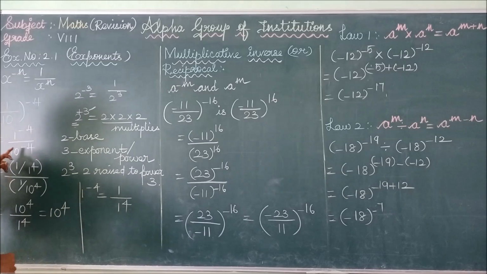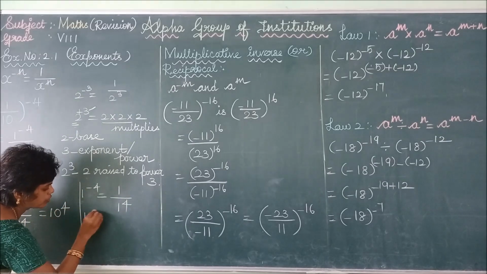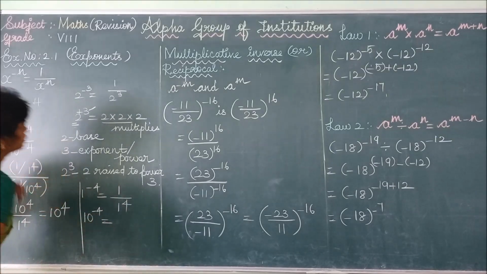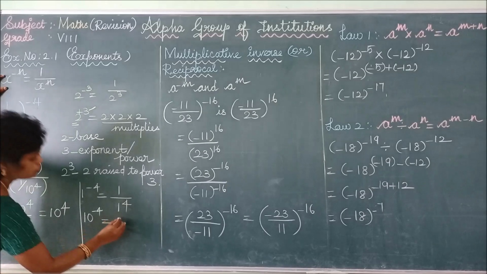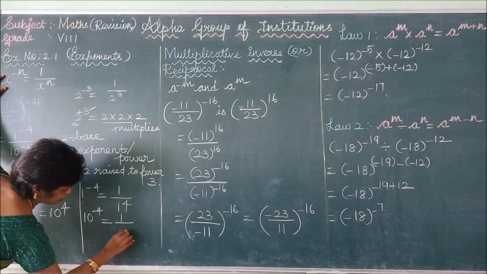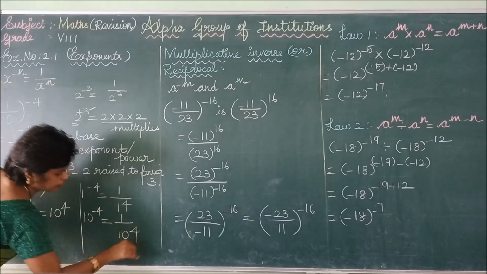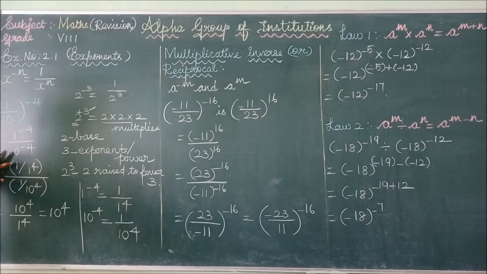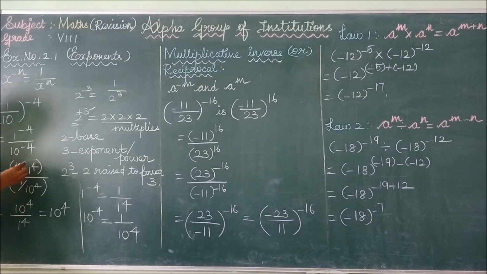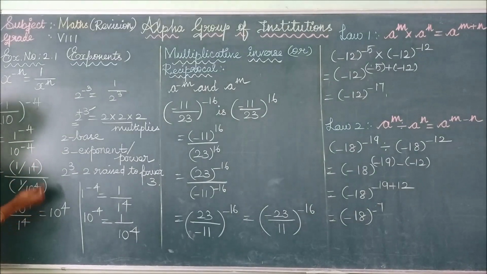In a similar way, this 10 to the power minus 4 can be changed and written as, here x is 10, so 1 divided by x. This negative 4 changes to positive 4. So I have written here 1 divided by 1 to the power 4. This 10 to the power minus 4 can be written as 1 divided by 10 to the power 4. So this is numerator and denominator. The denominator of the denominator comes to the numerator.